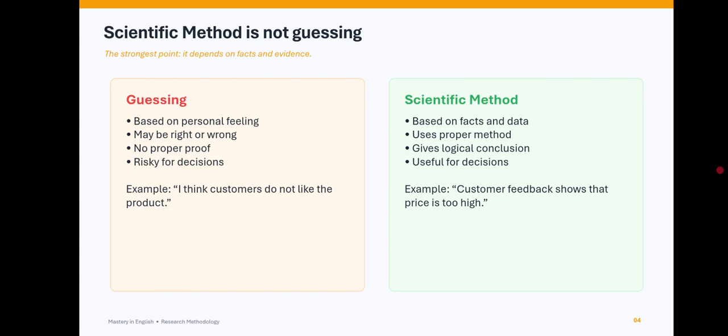So now take another example of scientific method. Suppose a restaurant notices that few customers are coming. So now the owner wants to know why our customers are not visiting the restaurant. Maybe customers do not like the food that is provided in the restaurant. Instead of guessing the answer, the owner collects the customer feedback.